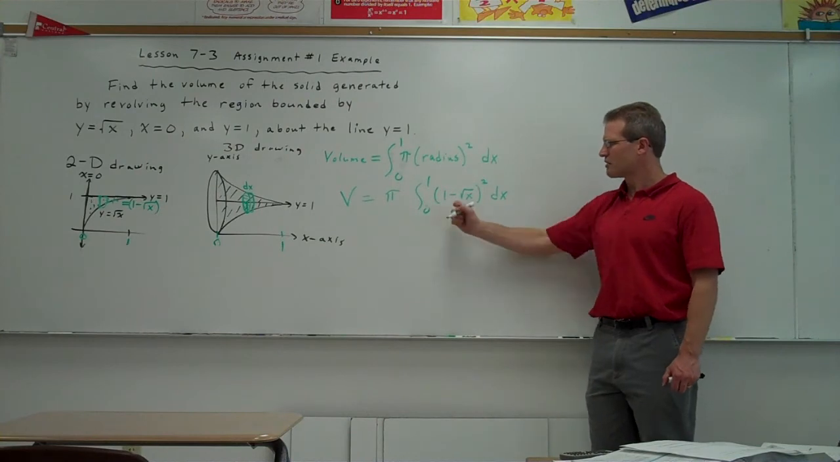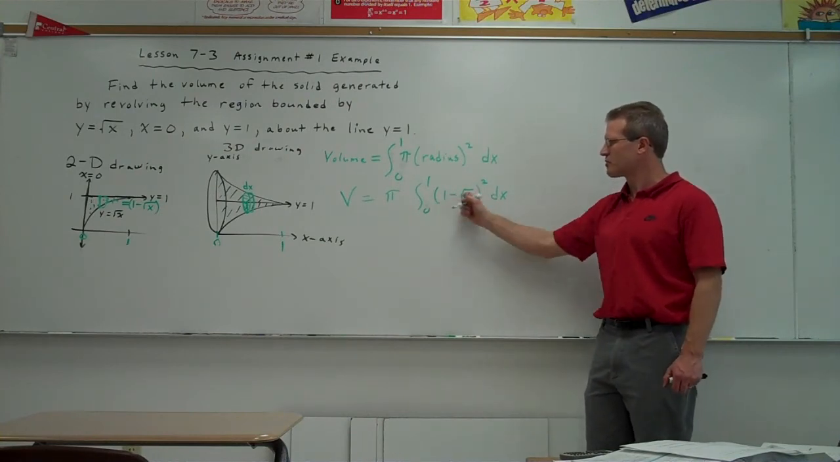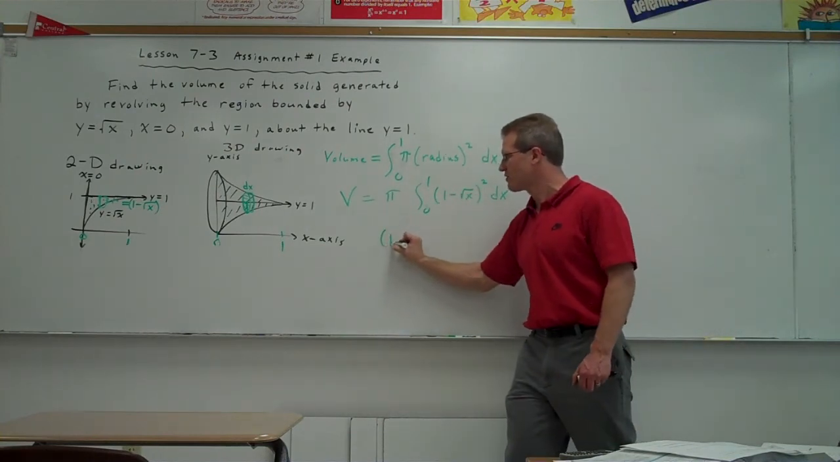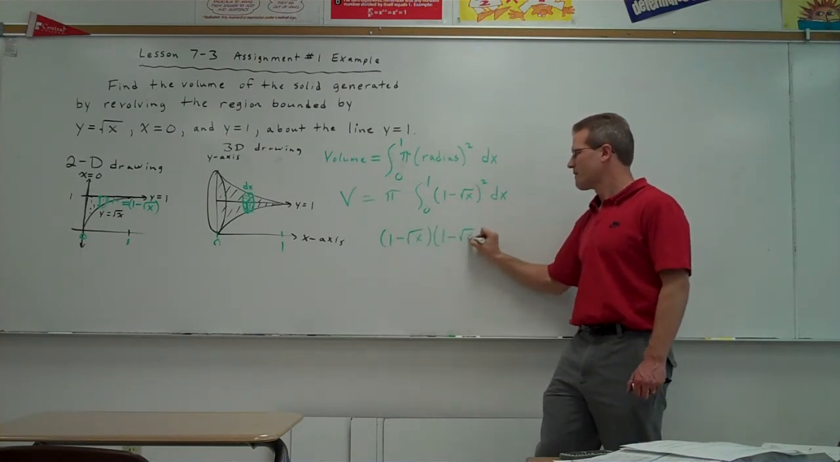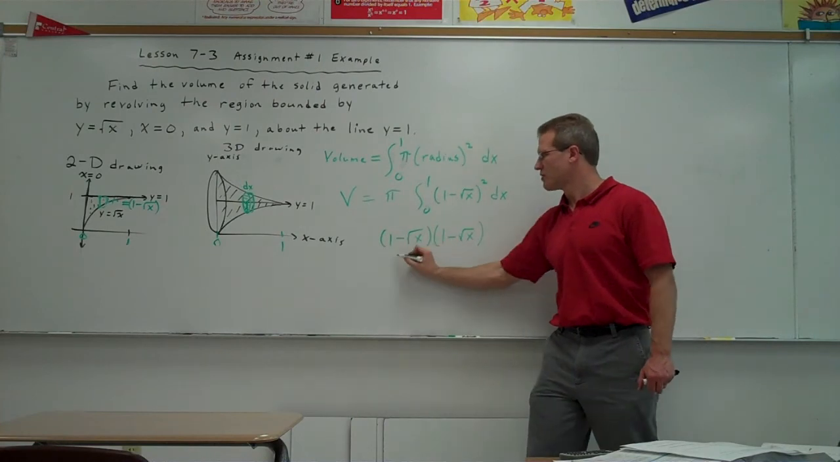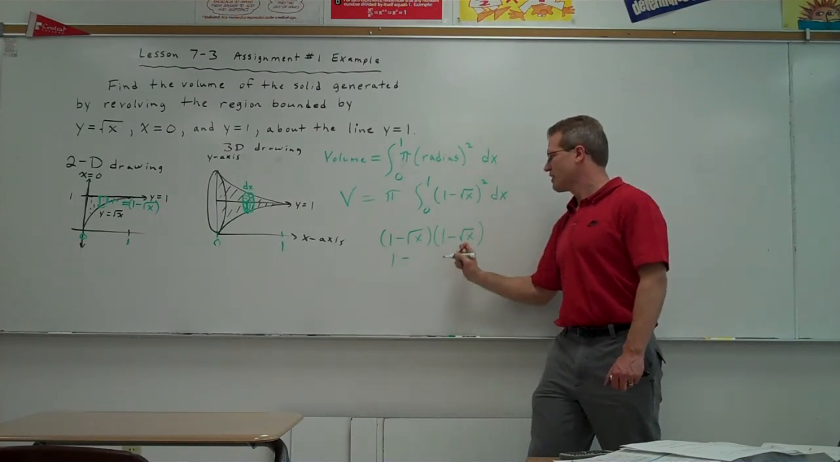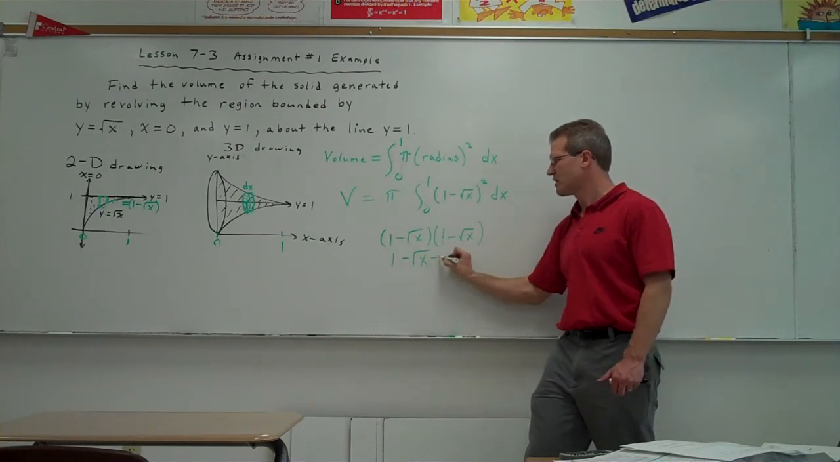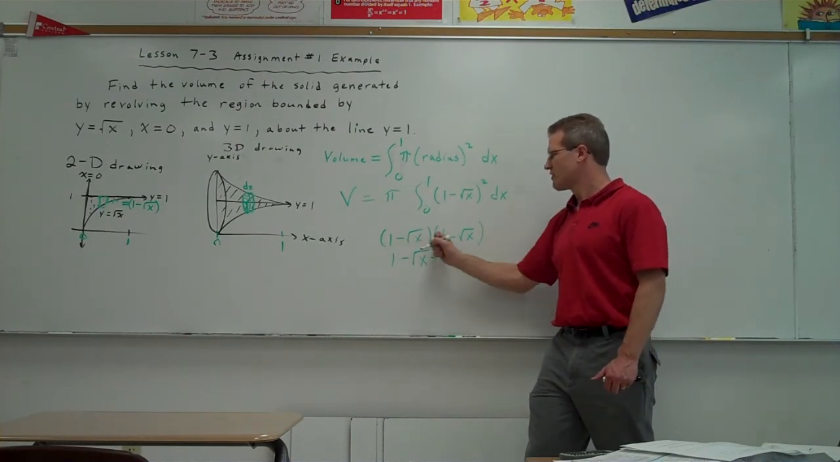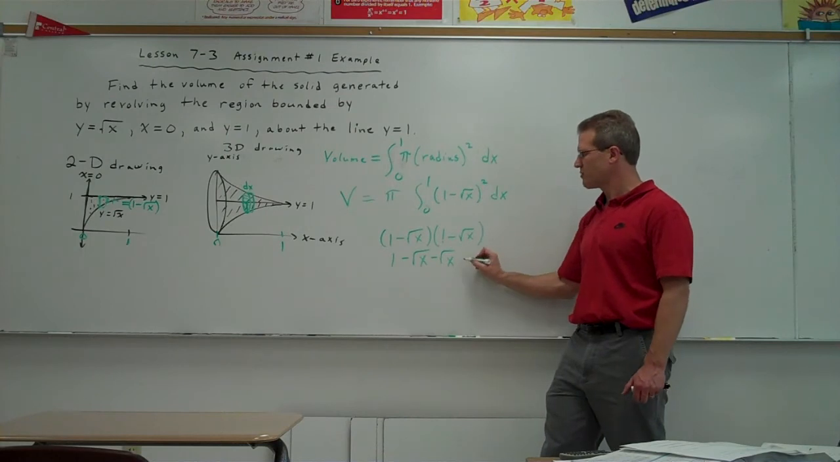Next, let's go ahead and take 1 minus the square root of x times 1 minus the square root of x. So I'm just going to FOIL that out here down below. Do some scratch work here. So 1 times 1 is 1. 1 times negative square root of x is negative square root of x. Same thing here, negative square root of x times 1 is negative square root of x. Negative square root of x times negative square root of x would be positive x.